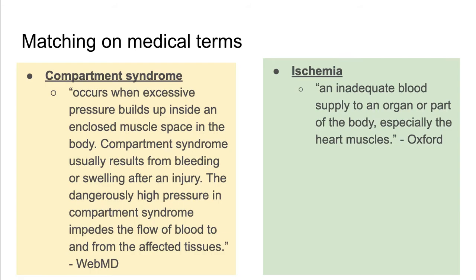Okay, and we have to differentiate that from ischemia, which is when you have an inadequate blood supply to some organ or part of the body, especially the heart muscles. It's a part of the body that doesn't get access to blood. And that's according to Oxford. So ischemia is more of a result, whereas compartment syndrome has to do with the pressure. The pressure could impede blood flow, which could lead to ischemia, but the buildup of excessive pressure is compartment syndrome.